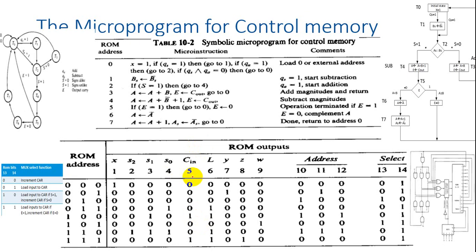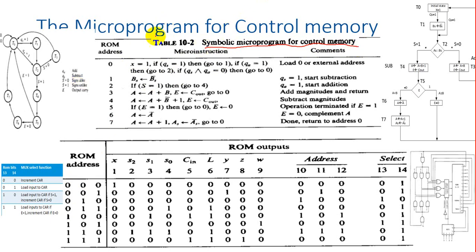So this is the symbolic microprogram. Microprogram with symbols, for us. Look at over here: the symbolic microprogram for control memory. Symbolic microprogram is easier for understanding, so that we can easily write the microprogram. So this is the symbolic microprogram.